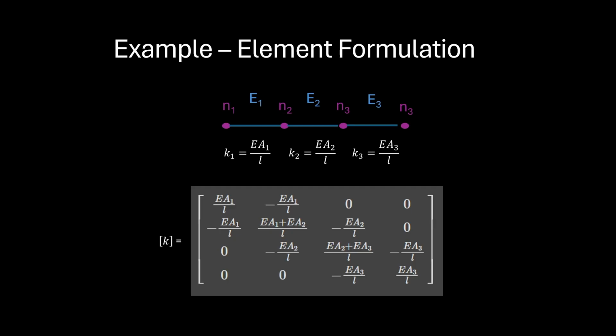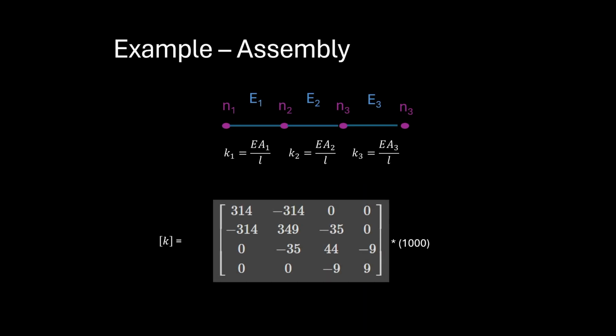These stiffness matrices can become really big because it's going to be the number of nodes by number of nodes in dimension. So plugging these values in, we have these values, and I pulled out a 1000 just so that it would look nice here in the matrix. You have to be really careful with your units here to make sure that they line up.